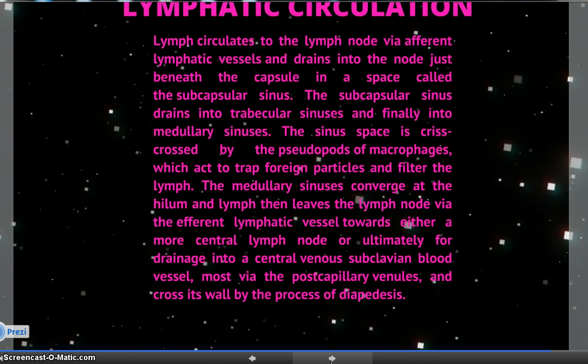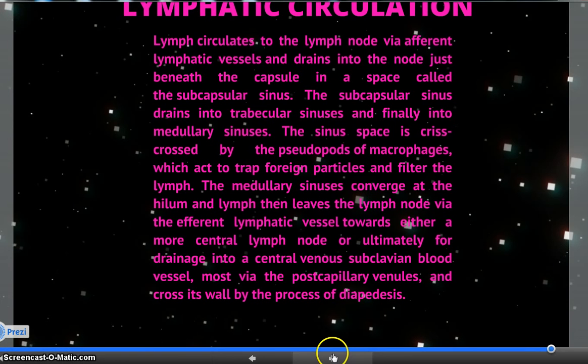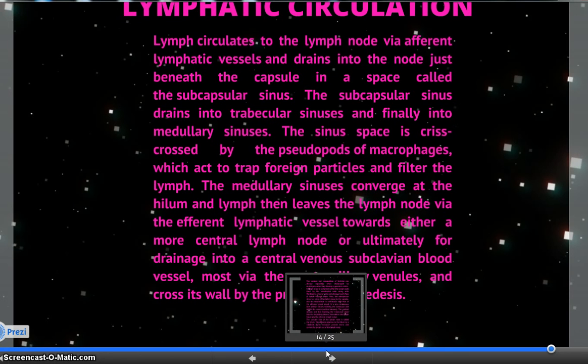The medullary sinuses converge at the hilum, and lymph then leaves the lymph node via the efferent lymphatic vessels towards either a more central lymph node or ultimately draining into a central venous subclavian blood vessel, most via the postcapillary venule, and crossing its wall by the process of diapedesis.